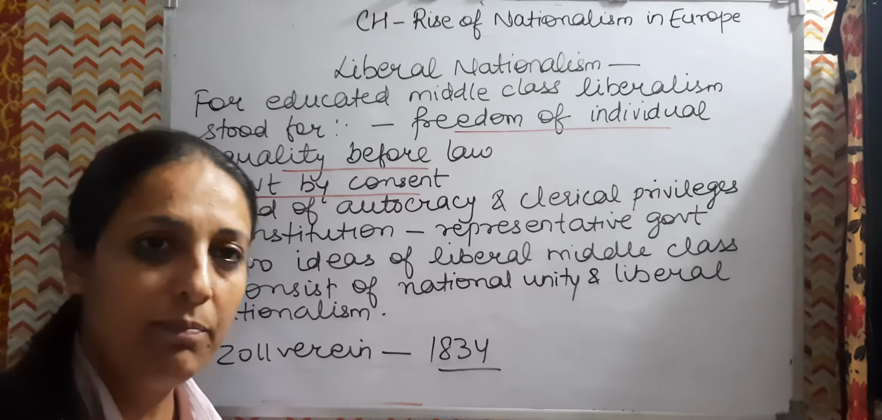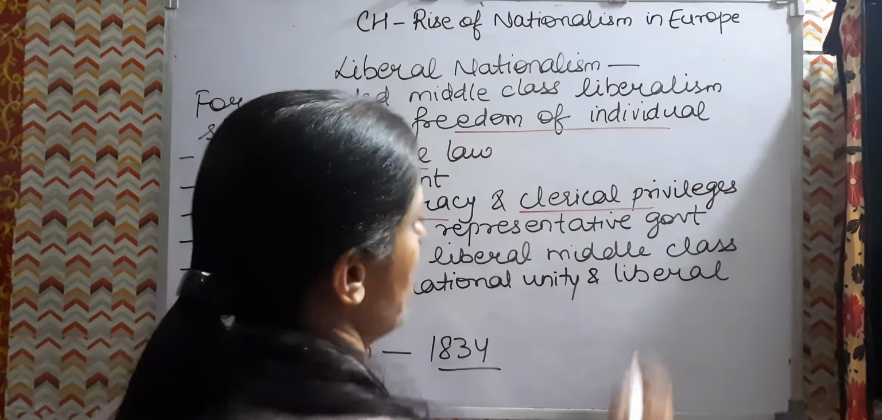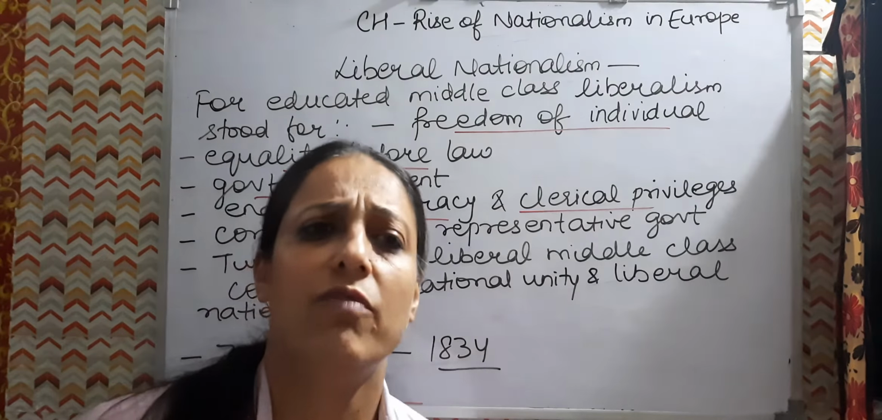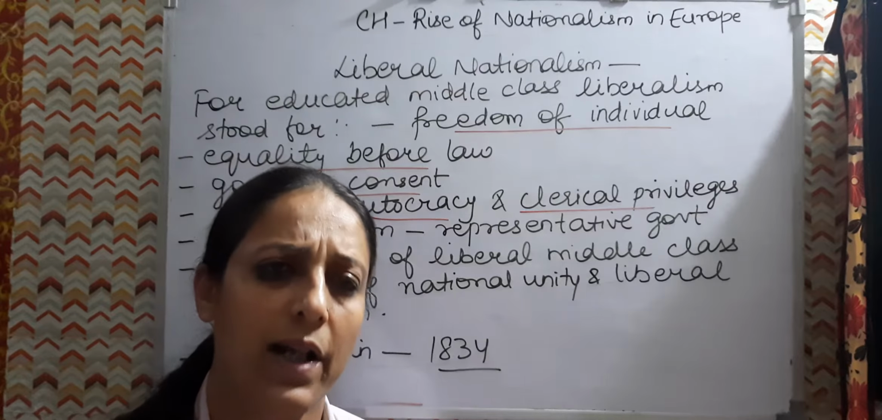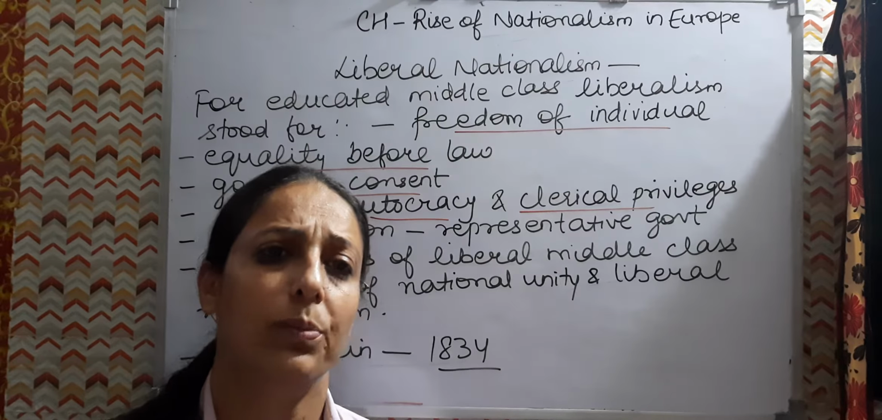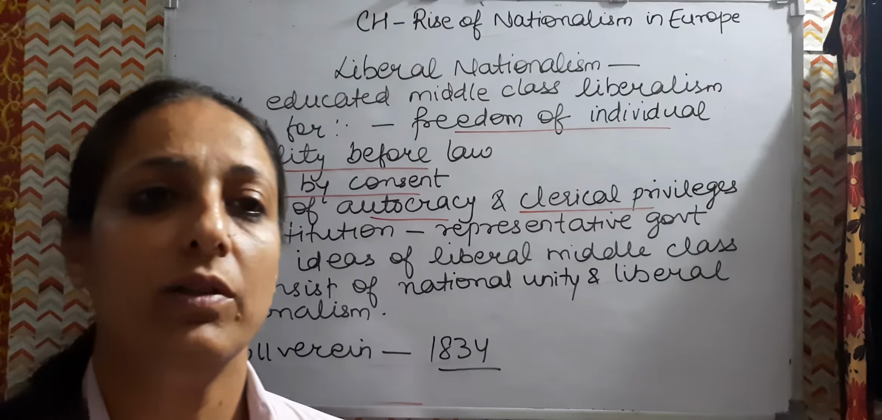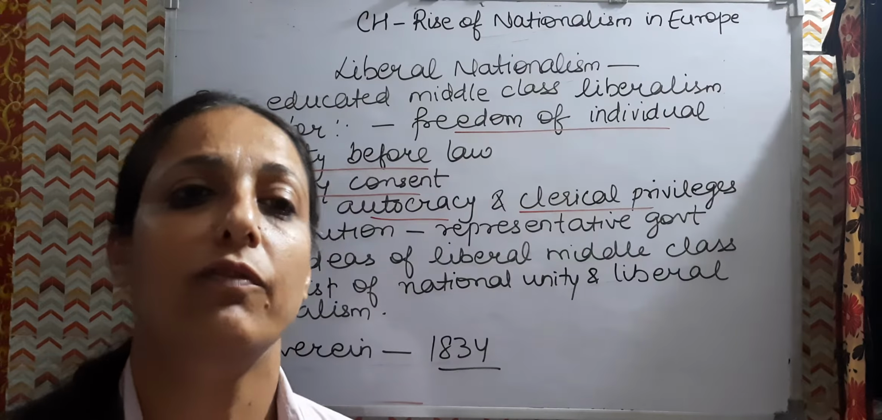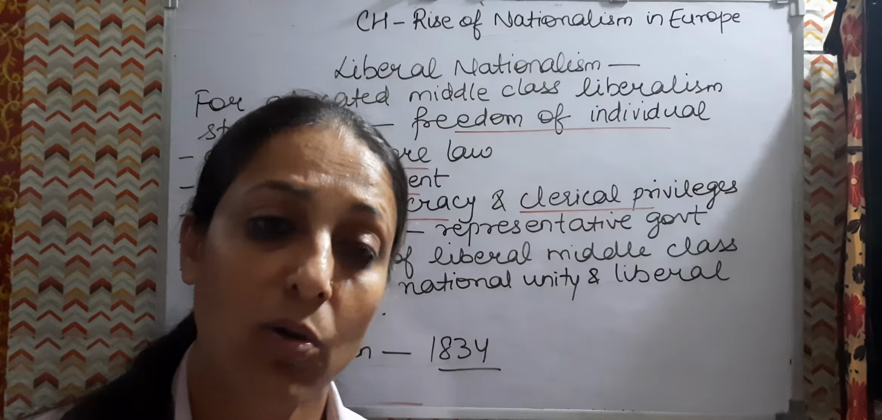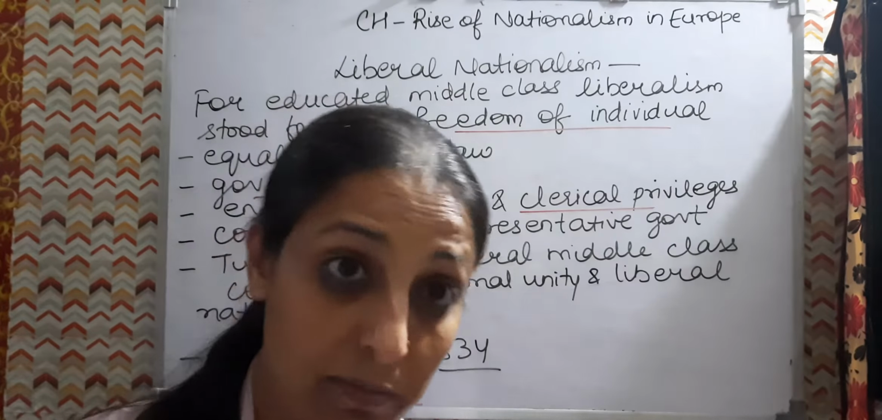They have to elect their parliamentary form of government, and end autocracy and clerical privileges. They were of the view that dictatorship, one man rule, should be brought to an end, and all the privileges given to the clergy and nobility should also be removed, because according to them, whatever social position a person has in society should be determined by his or her own hard work rather than the privileges given by the monarch by birth.